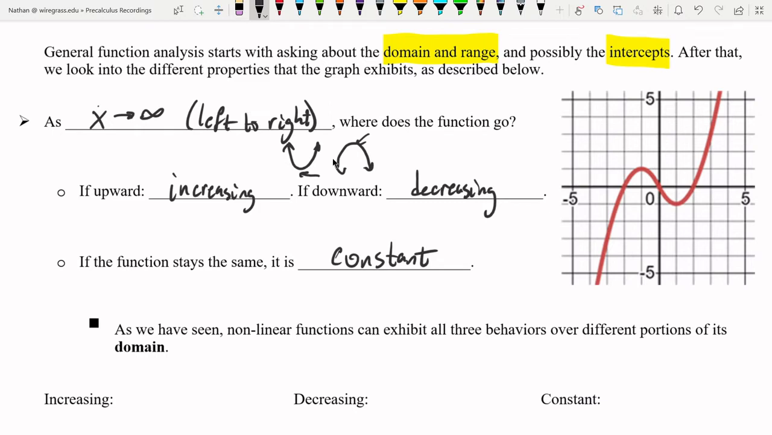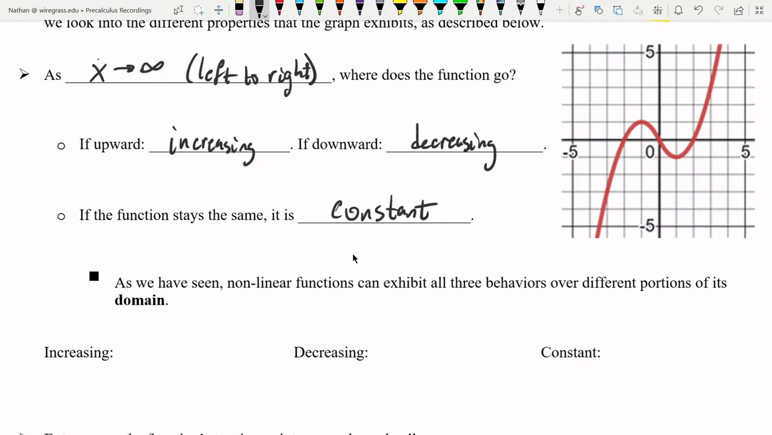Of course, as a linear function, we also looked at vertical lines. These are not linear functions because they're not functions at all, and those were neither increasing, decreasing, nor constant. It's going to always be one of these three descriptions. So for this function, we have an increasing portion of the domain.